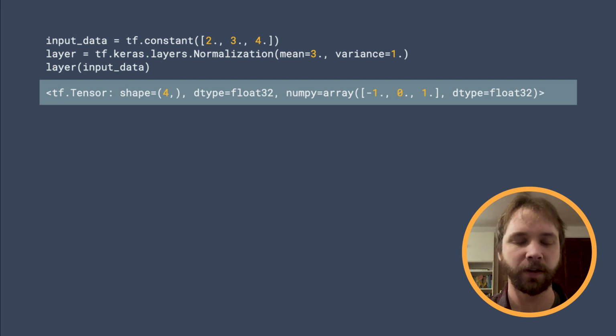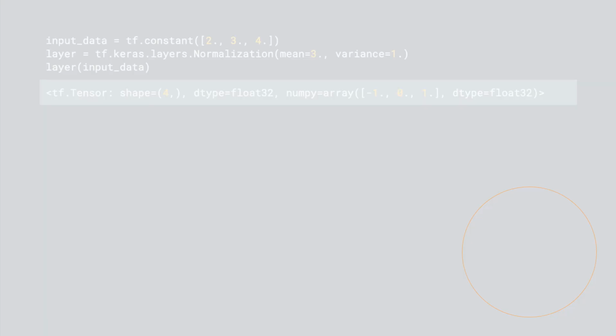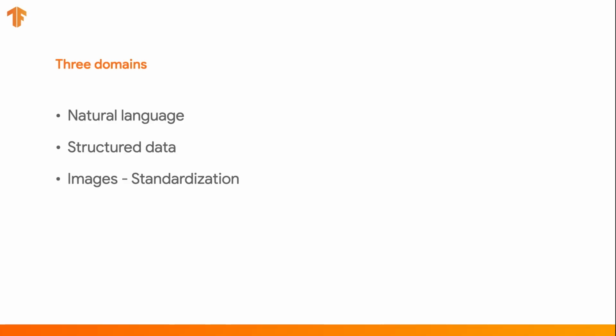If you were to then call that layer on your input data, you'd see that it gets rescaled to have mean of 0. Then the last set of layers that we can look at are all about dealing with images. And again, there's 2 kind of camps of layers that we have for image preprocessing. The first is all about standardizing your inputs in some way.